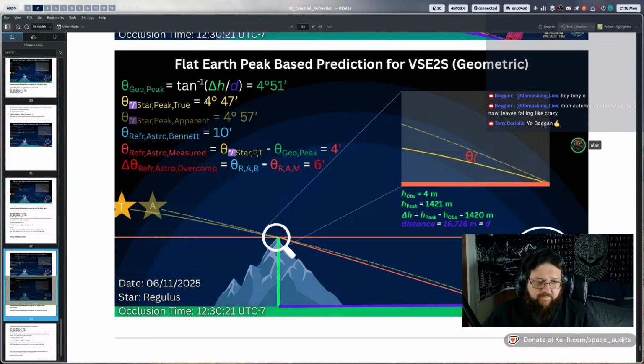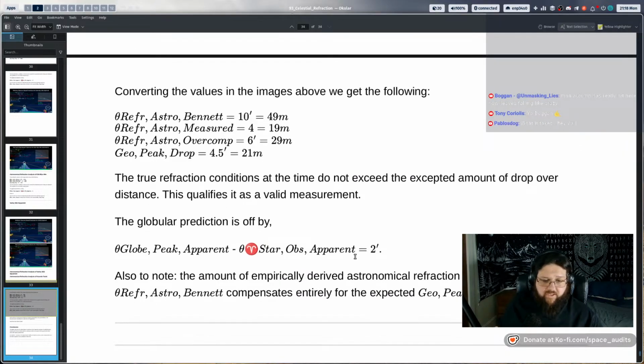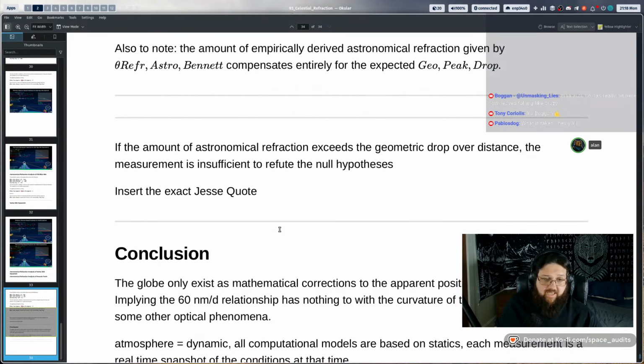True position at the time of occlusion with respect to the peak was 4 degrees, 47 arc minutes. That gives a 4 arc minute separation there. Bennett prescribes 10 arc minutes of refraction, and the difference there is 6 arc minutes. What we come out with is 49 minutes of lift, a measured difference of 19 meters, or 20, you could say. Refraction overcompensation by 30 meters, and the drop over distance was 21 meters. And again, not accounting for terrestrial refraction to compensate the lift, they're off by 2 arc minutes again.